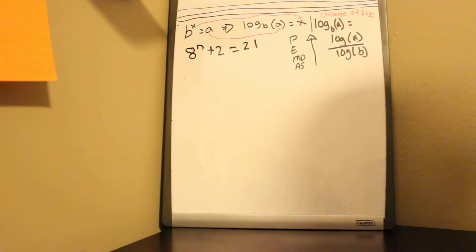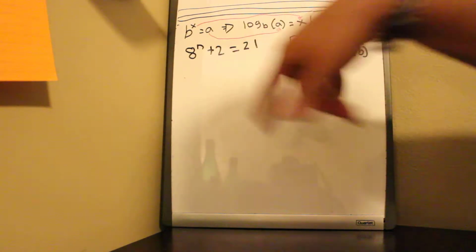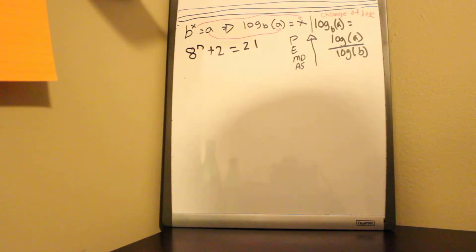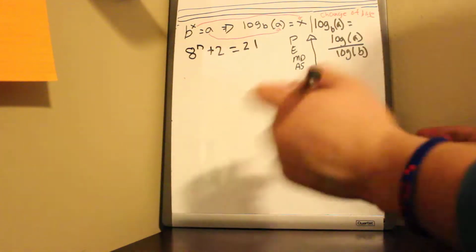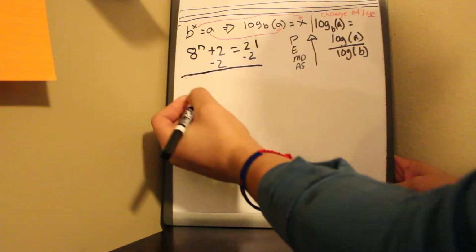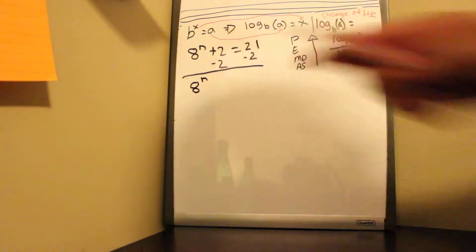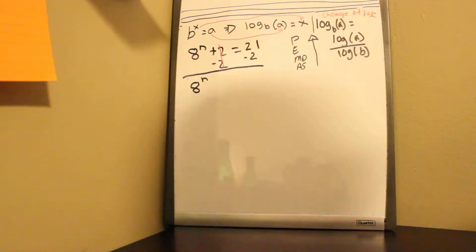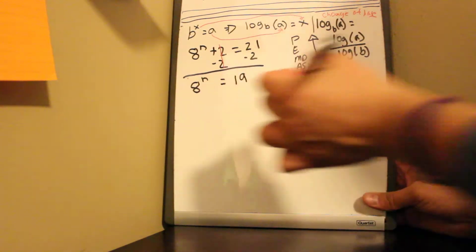So I look at my problem and I recognize right away that I want to undo this addition sign. The opposite of addition is, I'll let you finish it. That's correct, you got it right, that's subtracting. So the first thing I want to do is subtract 2 from both sides. So we're left with 8 to the n. 2 minus 2 cancels each other out. Now we have 21 minus 2, which is just 19.